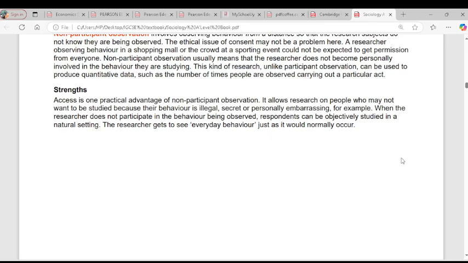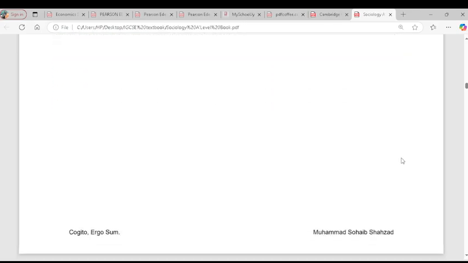So the presence of the researcher is not known to the people who are being observed. So there's no alternate effect, which means you might as well find those people observed in their natural state. The abnormal. Do you understand? So it's not affected by alternate effect, and the researcher may be able to objectively study people in a natural setting, because they will still be behaving the way they are supposed to behave, because they don't know that anyone is observing them. So what is the problem about non-participant observation?